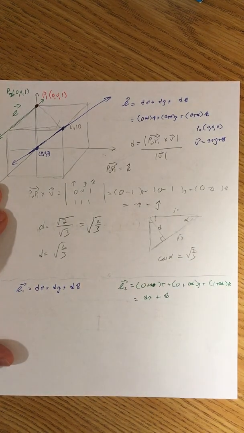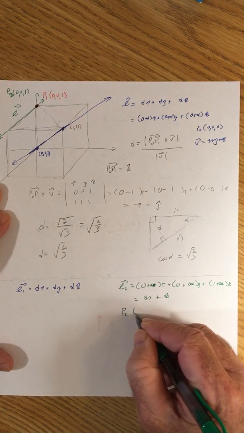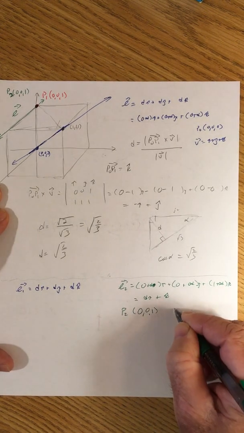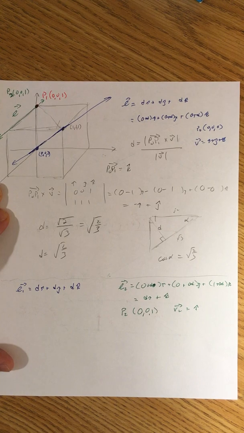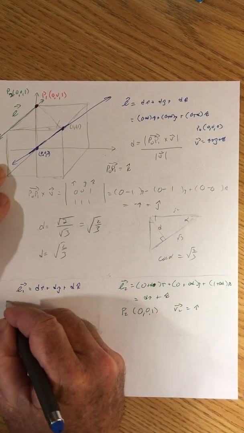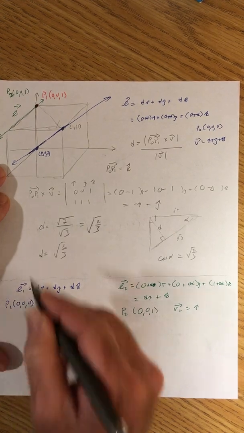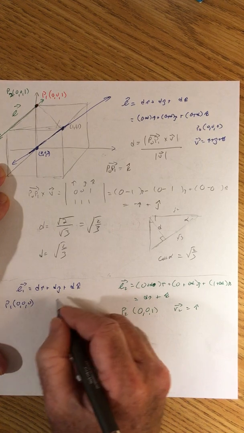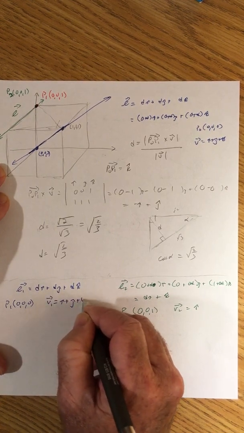All right, let's write down the particulars. For L2, P2 is 0, 0, 1, and V2 is nothing more than I. For L1, P1 is 0, 0, 0, because this one passes through the origin. I could have used 1, 1, 1, but that would just complicate matters. And V1 is I plus J plus K.